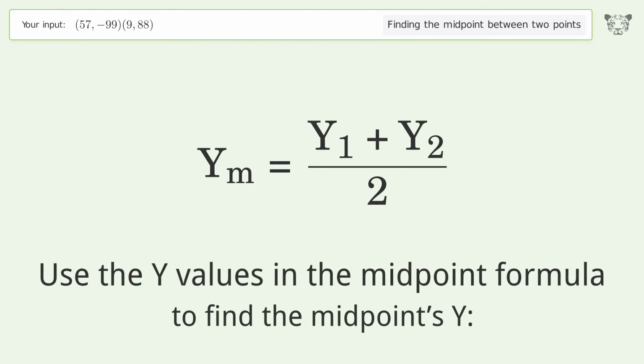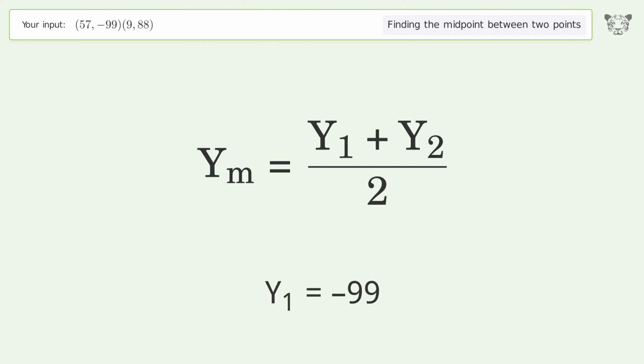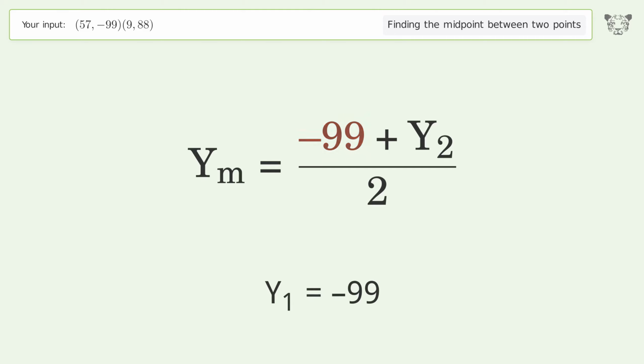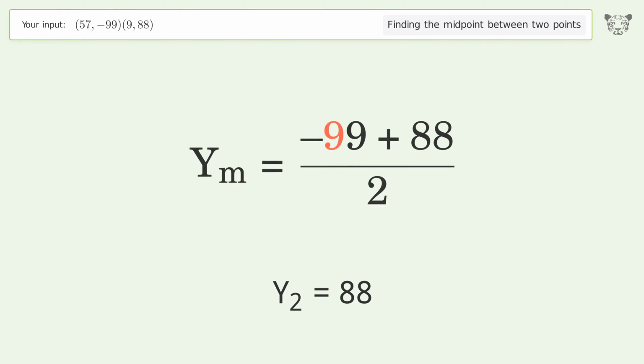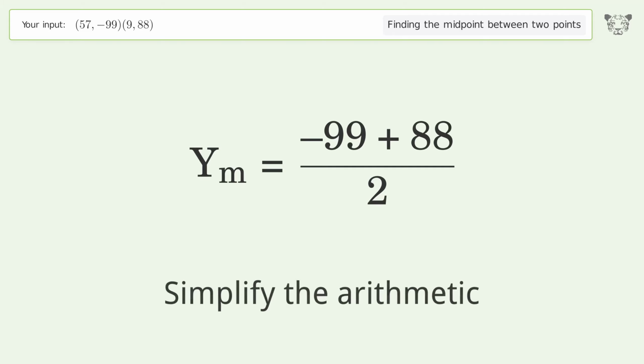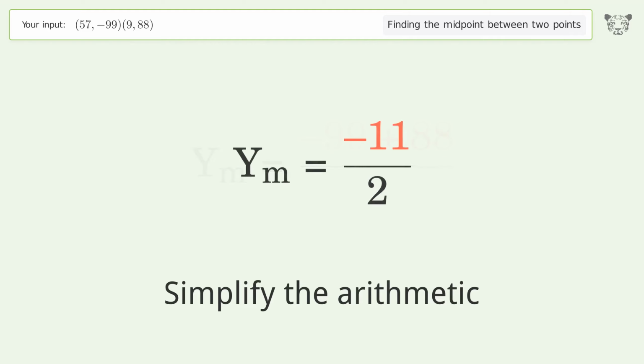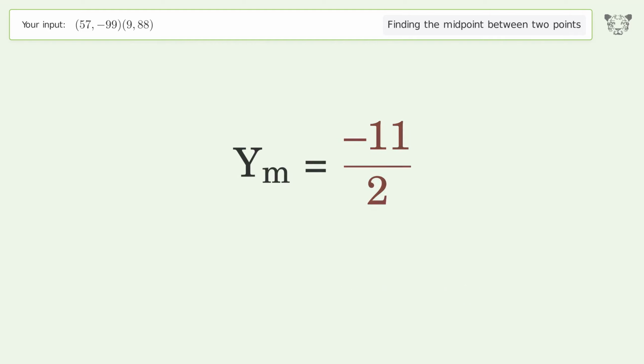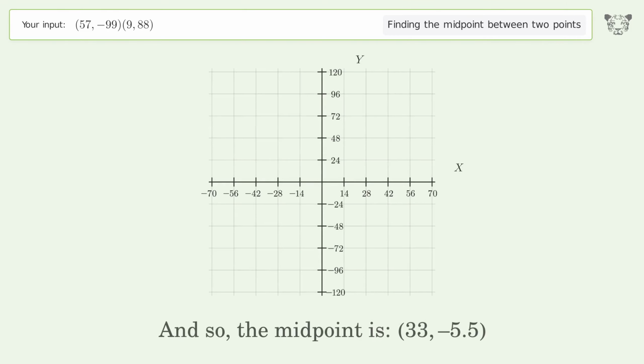Use the y values in the midpoint formula to find the midpoint's y. y1 equals -99. y2 equals 88. Simplify the arithmetic. And so, the midpoint is 33, -5.5.